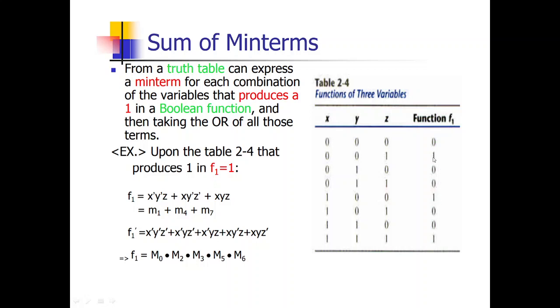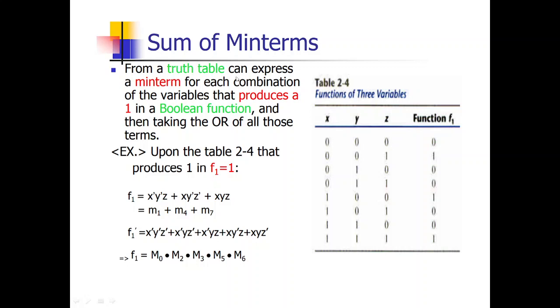So the minterms having 1 have to be grouped, and that forms the sum of minterms. And the product of maxterms is formed from the minterms for which the function f1 is 0. Those have to be considered for the product of maxterms, right?